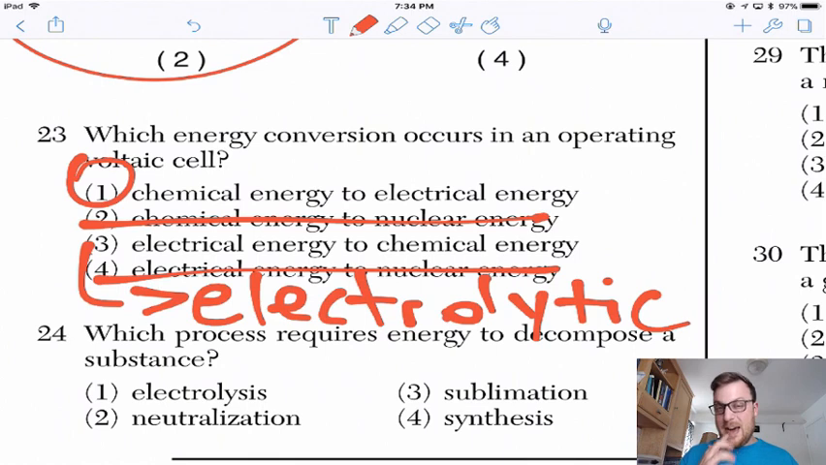Voltaic cells are like batteries. They produce the electricity. Electrolytic cells are the opposite. They need a battery to operate.